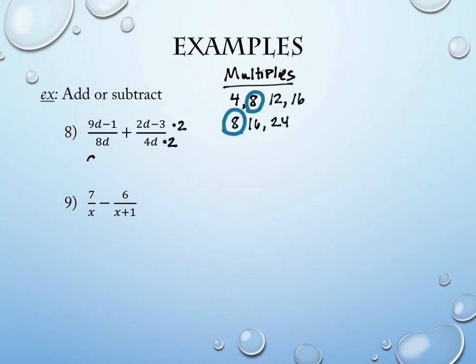So the first fraction doesn't change. It's 9d minus 1 over 8d. And then the second one, I need to distribute the 2 across. So it's actually 4d minus 6 over 8d.